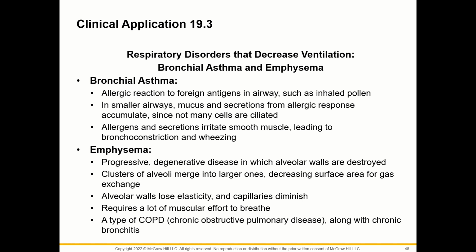Emphysema is a progressive degenerative disease in which alveolar walls are destroyed. Clusters of alveoli merge into larger ones, decreasing surface area for gas exchange. Alveolar walls lose elasticity and the capillaries diminish. It requires a lot of muscular effort to breathe. It's a type of COPD, or chronic obstructive pulmonary disease, along with chronic bronchitis.